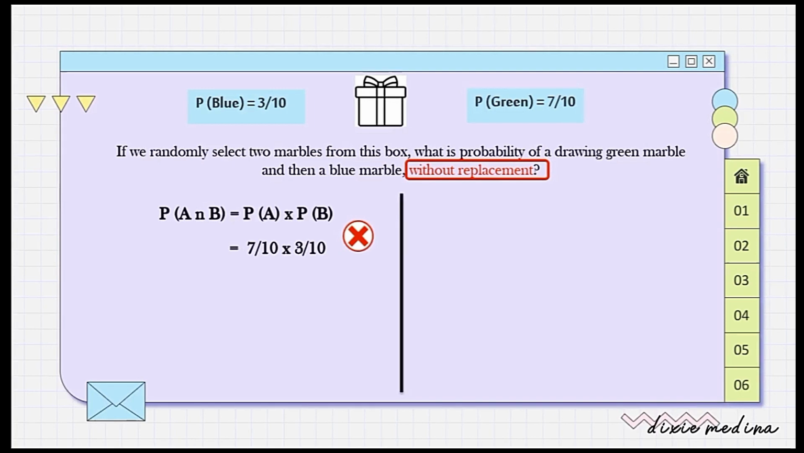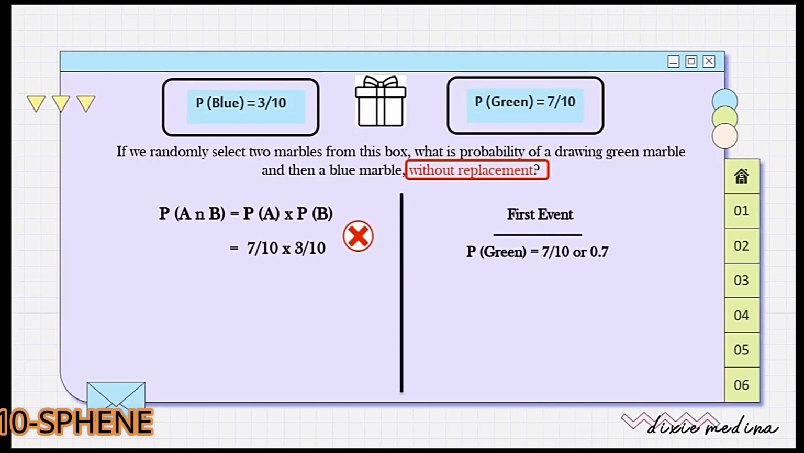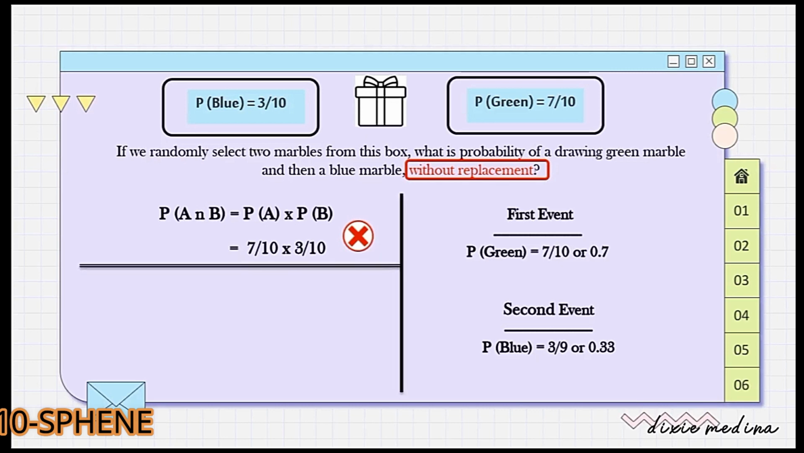For the first event, there are 10 marbles in the box, and since we have a total of 7 green marbles, the probability of drawing one green marble is 7 over 10 or 0.7. On event 2, the probability of drawing a blue marble is not 3 over 10. Since there is a total of 9 marbles left in the box, with a total of 3 blue marbles remaining, the probability of drawing a blue marble is now equal to 3 over 9, or 0.33. As you can see, the probability of drawing a blue marble has changed. First, it had a value of 0.3.